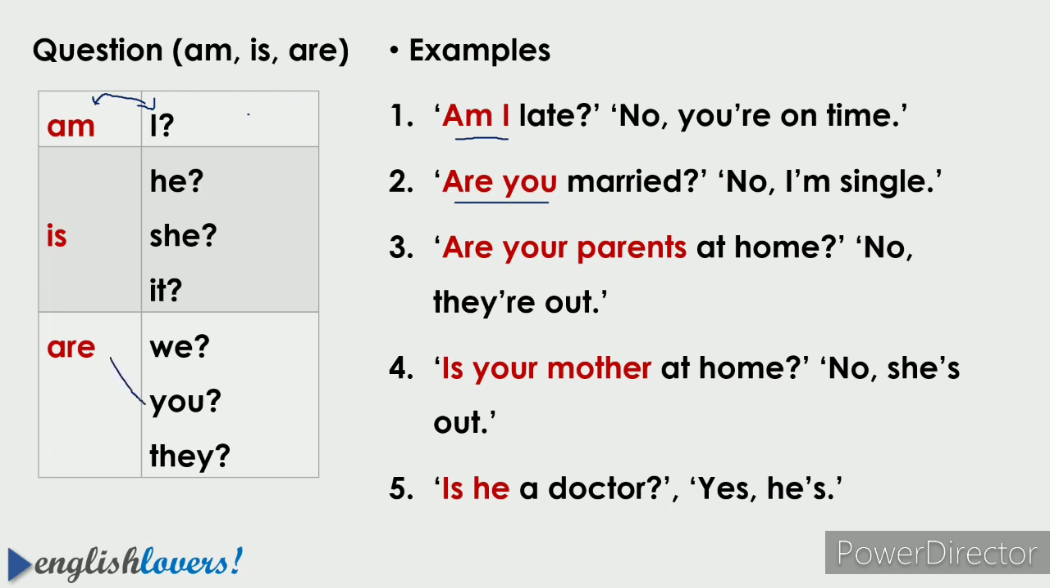Are your parents at home? No, they are out. So are your parents, again here are. Your parents is plural, so are is used. Is your mother at home? No, she is out. Here your mother is singular, so is is used. Is he a doctor? Yes, he is. So here you see is he. It is the question form. So these are the questions with am, is, are.